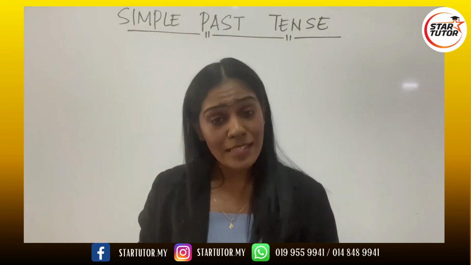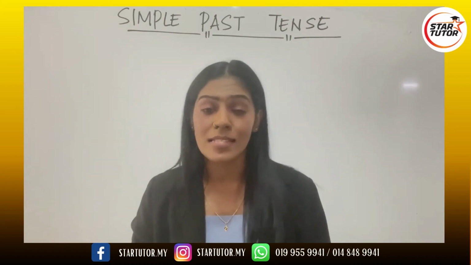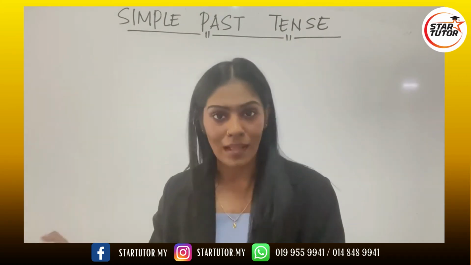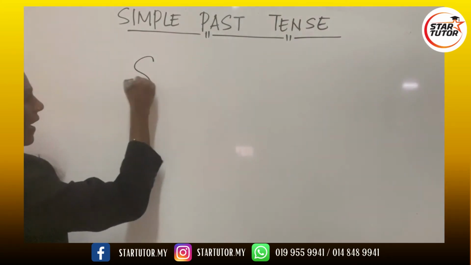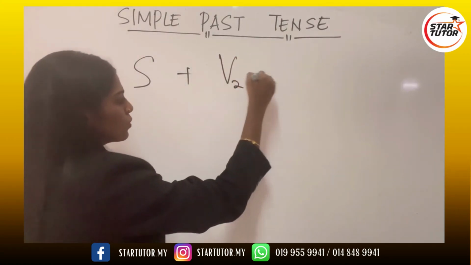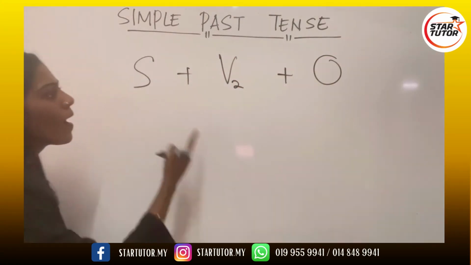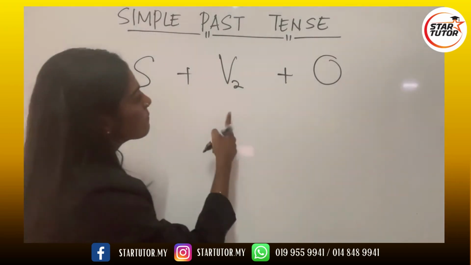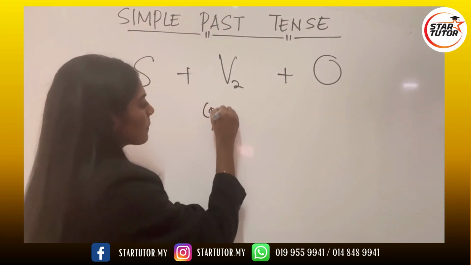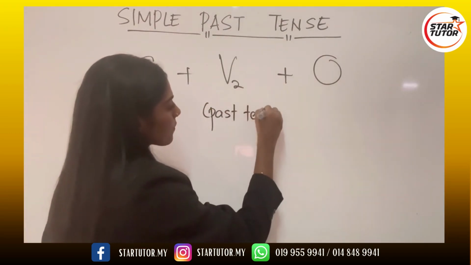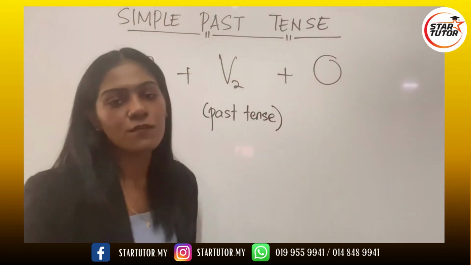Now, the sentence structure for a simple past tense is S, V2 plus O. S stands for subject, V2 stands for verb in past tense, and O stands for object.